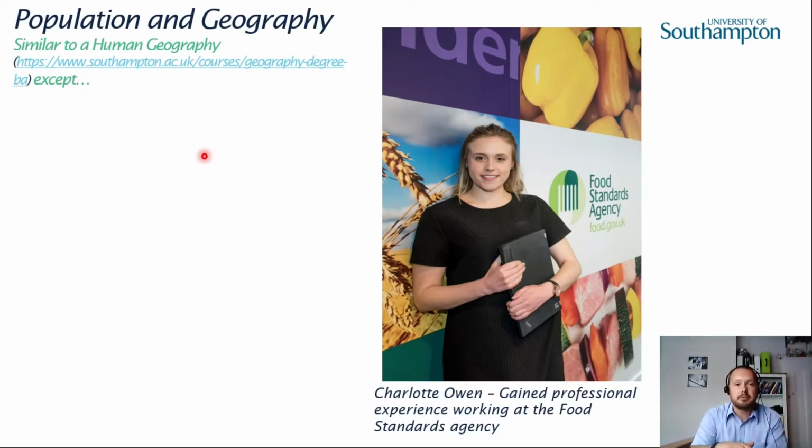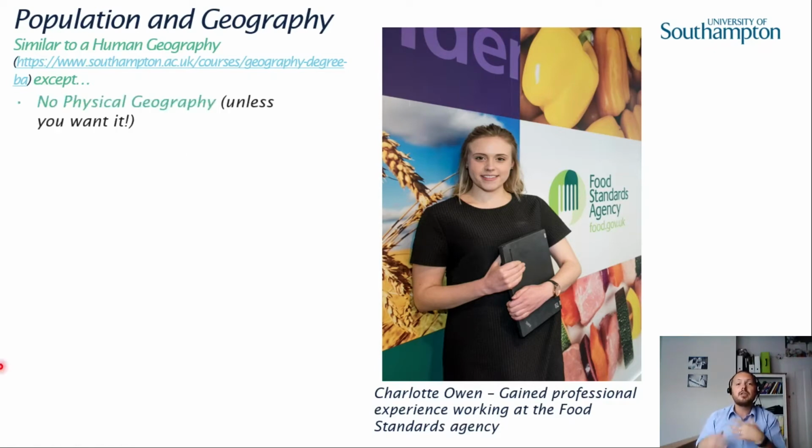So there is a lot of overlap between human geography and population and geography, but there are two key differences. The first is that we don't get you to do any physical geography unless you want to do it. You can always do it as an option. But you will find with human geography degrees that they are generally run by geography departments, and they therefore ask you to do some modules of physical geography. We don't do that. We don't ask you to do physical geography unless you particularly want to do it, because we're motivated by the human aspects. We're interested in the human characteristics of these issues. We're interested in the population change.